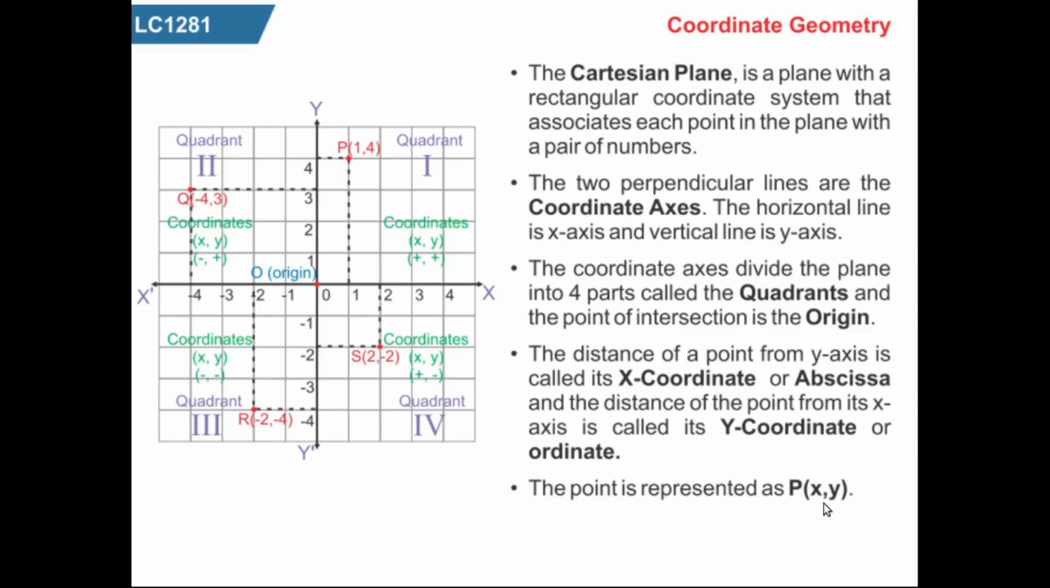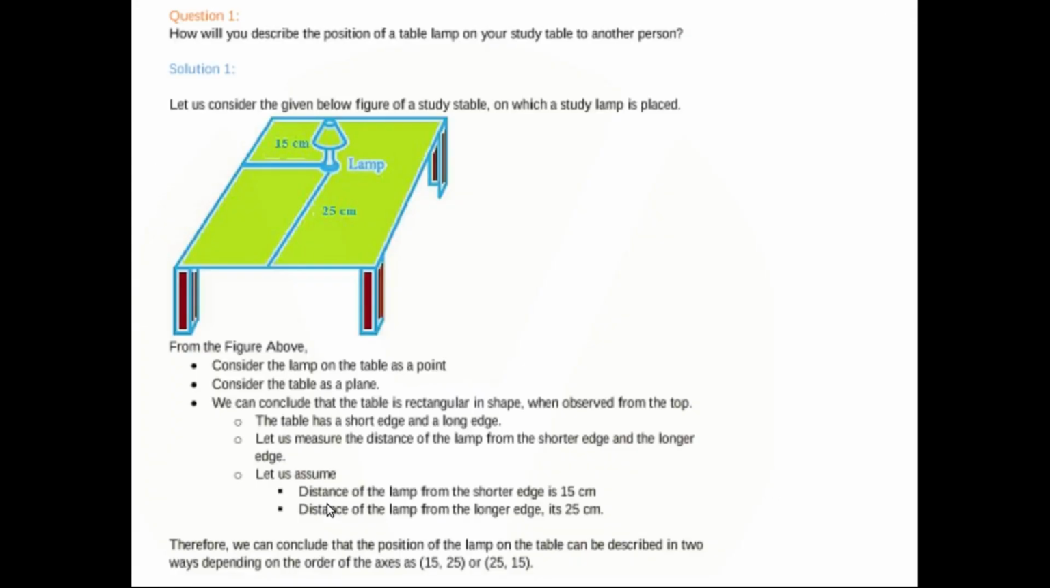So that is how we represent a particular point with an x coordinate and then a y coordinate. Okay, so we'll go to the exercise problems. First problem: how will you describe the position of a table lamp on your study table to another person? This is our study table and this is the lamp placed on the study table. And what is the question?